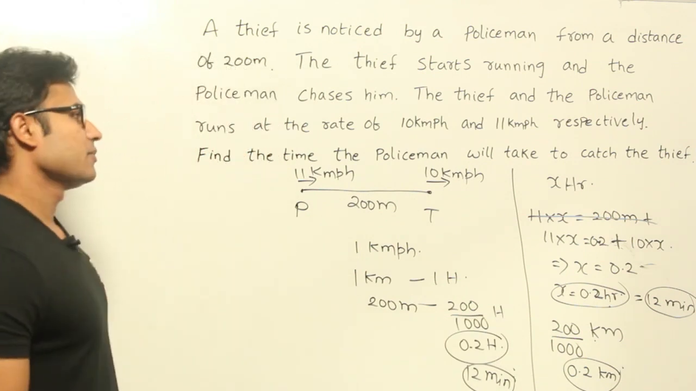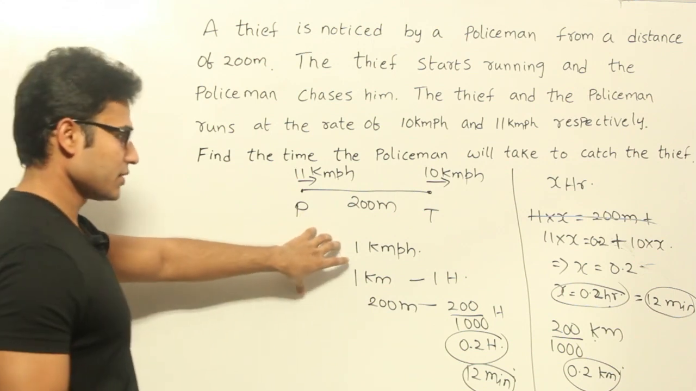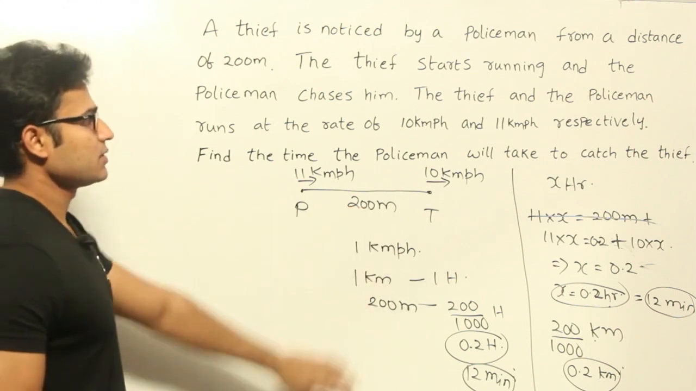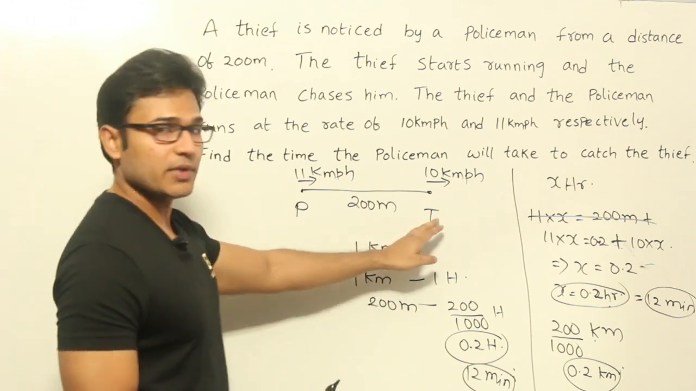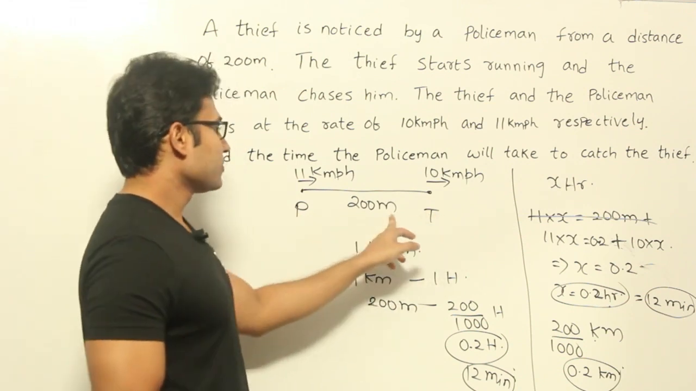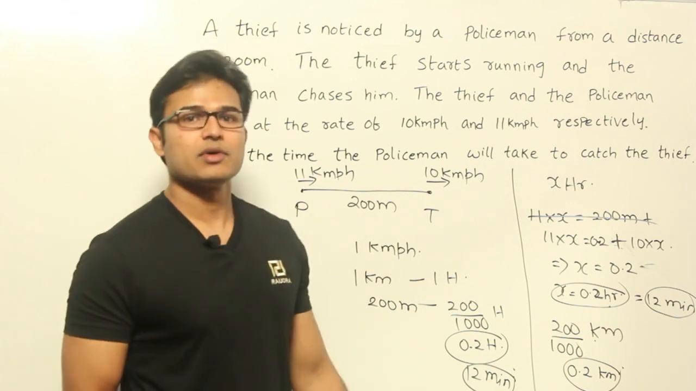So either this method or that method. If you can understand the relative speed concept, go with this. Otherwise, you can assume that the distance covered by the policeman should be equal to the distance covered by the thief plus this much, so that the policeman will be able to catch the thief.